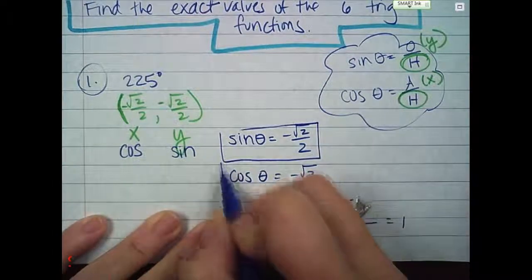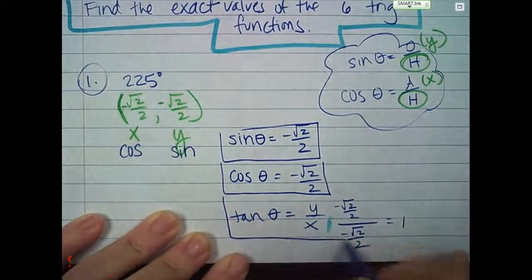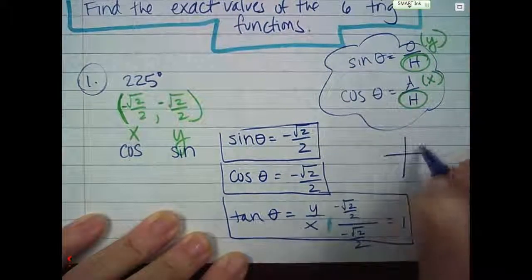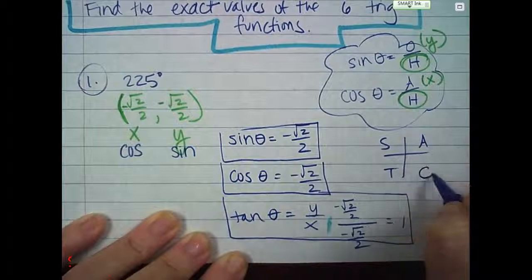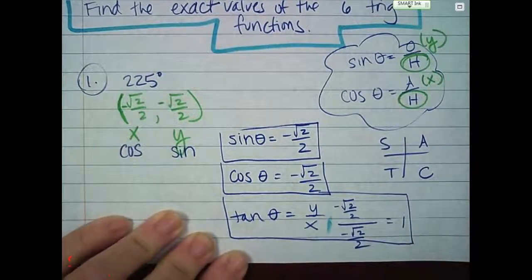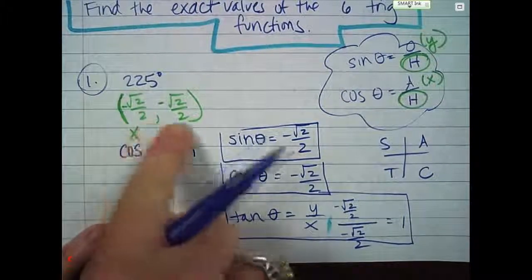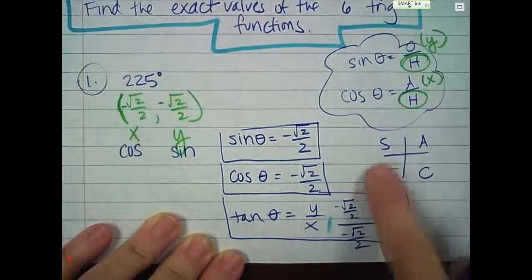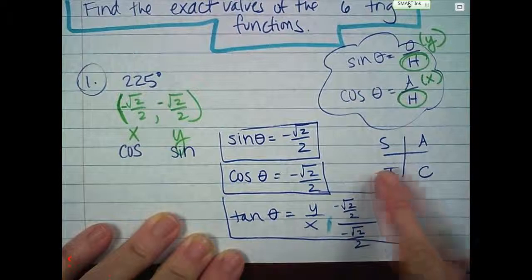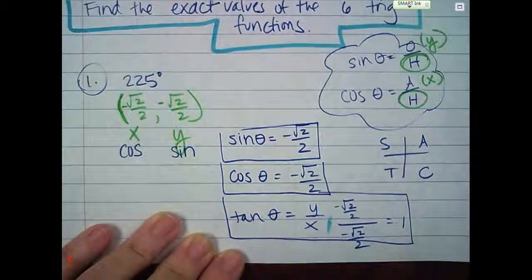Okay, I want to ask you a question. Use my little trick that I just gave you: All Students Take Calculus, and let's check and see if we are correct. What quadrant are we in with 2 negatives? Quadrant 3. So only what should be positive? Tangent. Negative, negative, positive. Does that make sense? It's just a way to check.